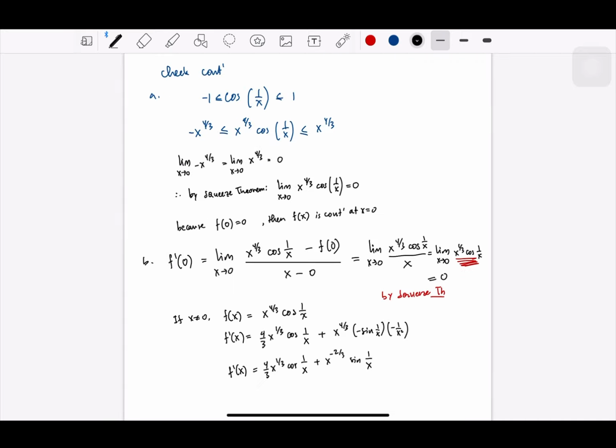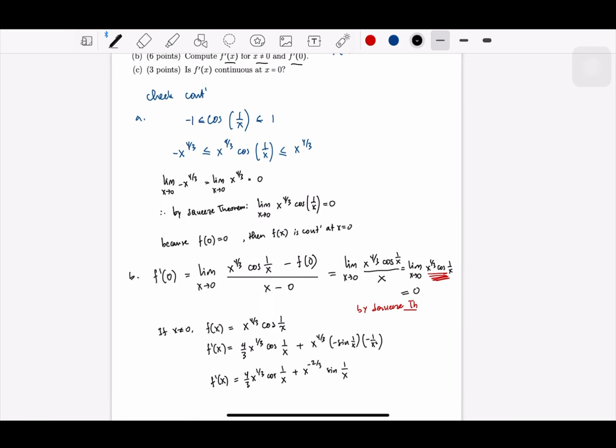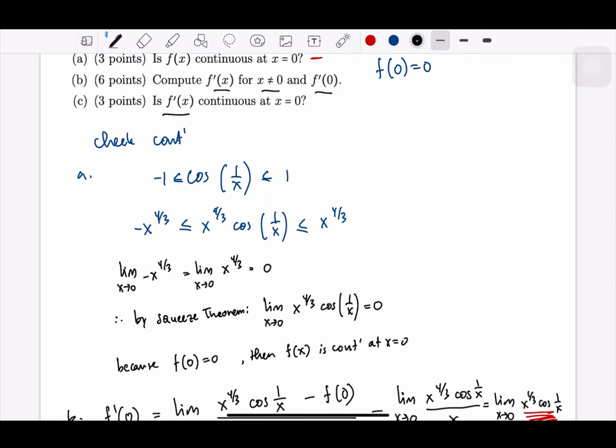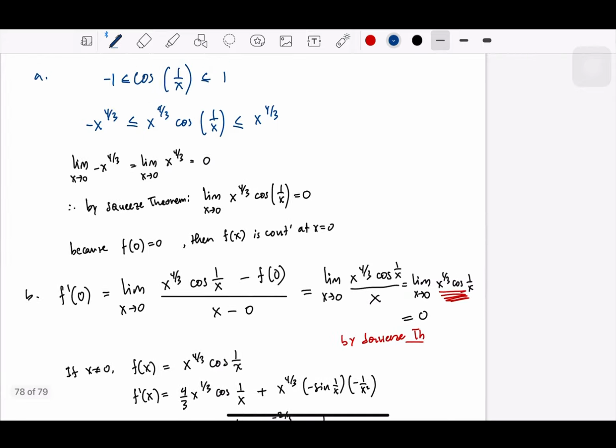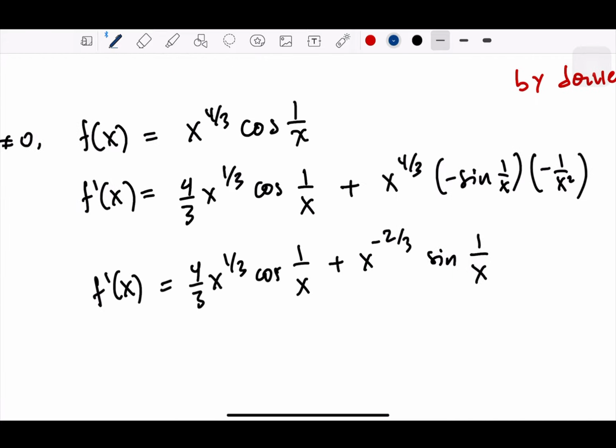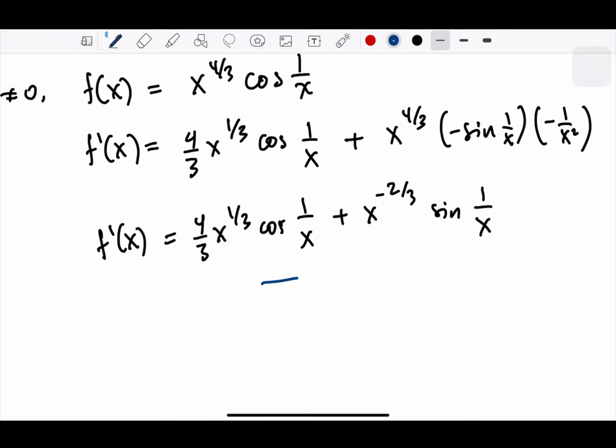Okay, now to check whether f prime is continuous at x equals 0, check the limit of f prime as x goes to 0 from the positive side, and also check from the negative side. You will notice that because we now have cos and sine, if you check 0 from the right, you will have different results.